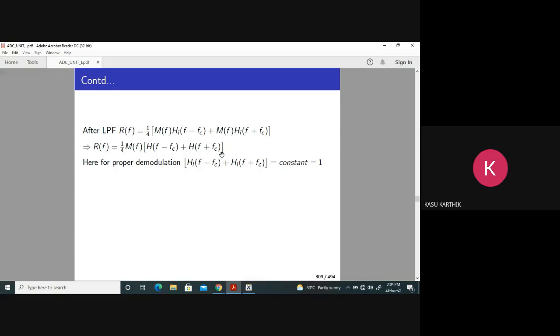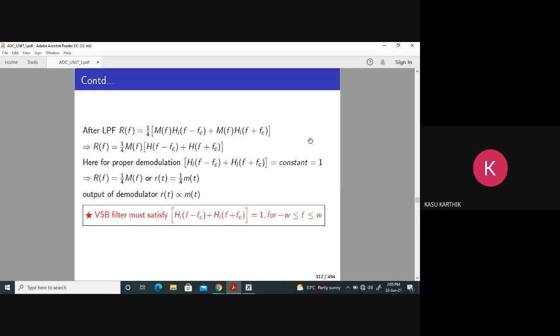You observe this very carefully. If this is a constant 1, obviously R of f is 1 by 4 m of f. You are getting 1 by 4th of your message signal, that is also okay. It is proportional to m of f, or R of t equals 1 by 4 m of t. So the output of the demodulator is proportional to m of t. This is very, very important.